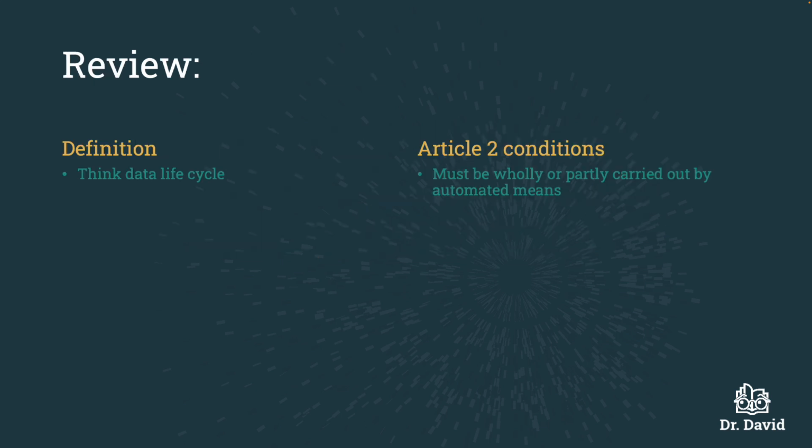In this lecture, we looked at the definition of data processing and think of the data life cycle. Again, everything from collection to destruction. And Article 2 conditions, the data processing must be wholly or partly carried out by automated means. And the data can also be in a structured filing system, again, organized in an alphabetical or numerical fashion.